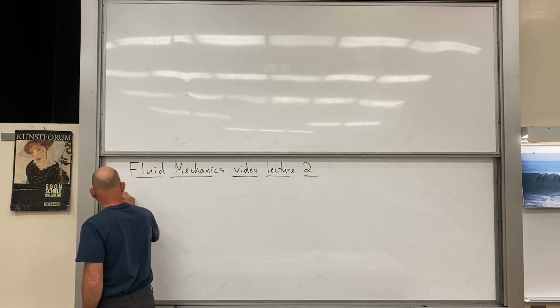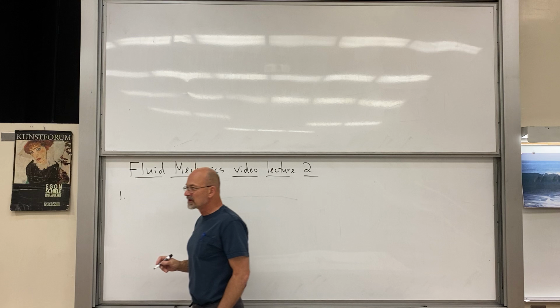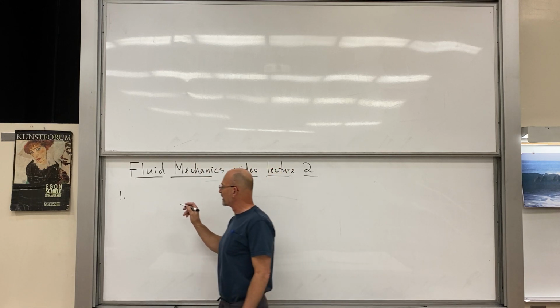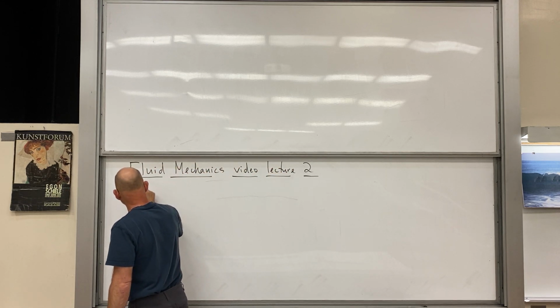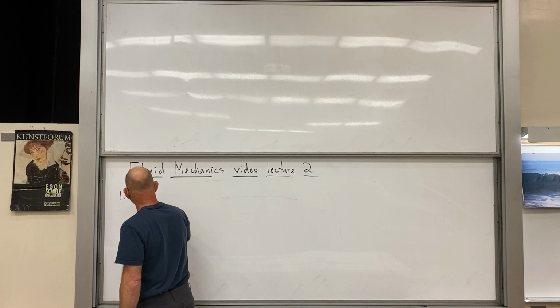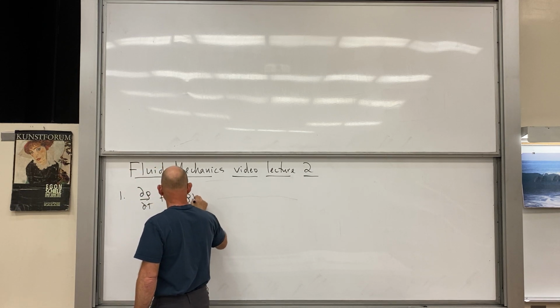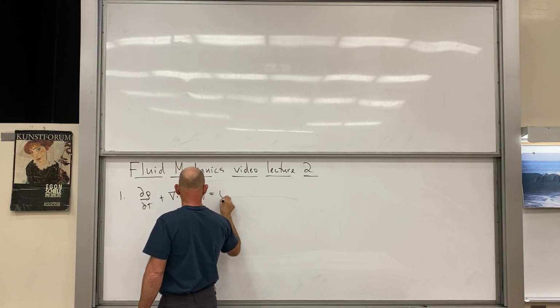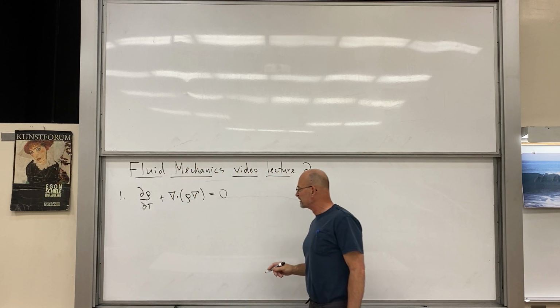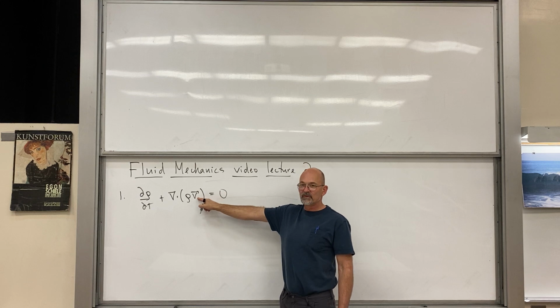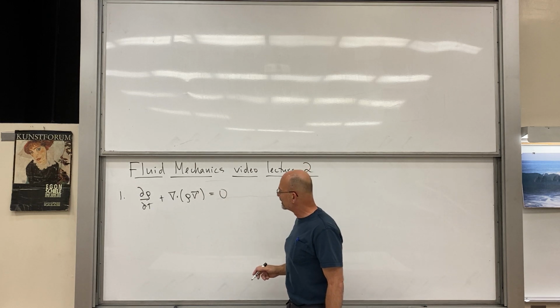First of all, from the conservation of mass, we end up with the continuity equation: d rho dt plus divergence of rho times v equals 0. V is, of course, the thing we're interested in finding, the velocity field.